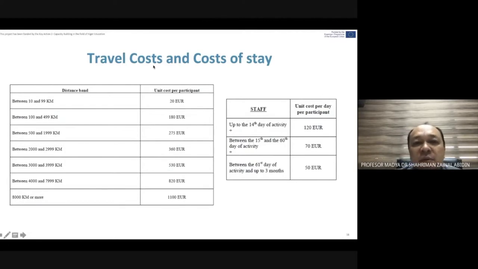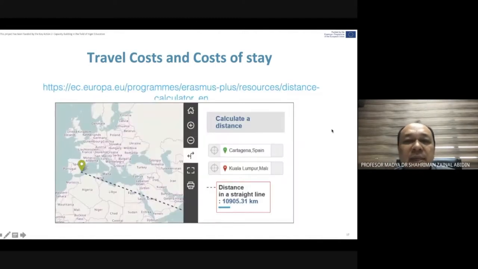Okay, travel cost and cost of stay untuk travel ikut distance. Kalau dekat je tak boleh claim. Nak pergi UPM tak boleh. Tapi kalau kita travel jauh, untuk flight ticket normally seorang boleh guna 1,100 euro, economy flight. And then untuk staff stay abroad less than 14 days, sehari kita boleh guna 120 euro, maknanya duduk hotel, duduk asrama. And then for travel cost of stay ni, ada calculator yang saya tunjuk macam mana nak kira ni.